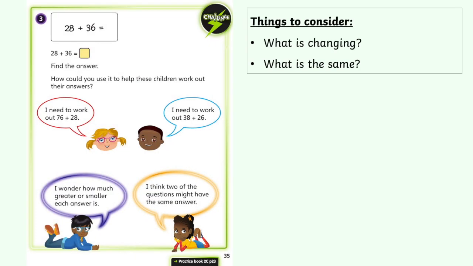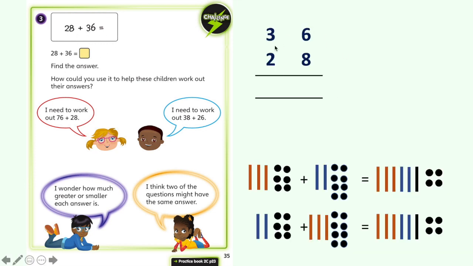Let's talk about this challenge then. So first step, we need to find the answer to this calculation. You could have done this with a column addition. So look up at this top bit for now. We're doing 36 add 28. And we do the ones first, don't we?